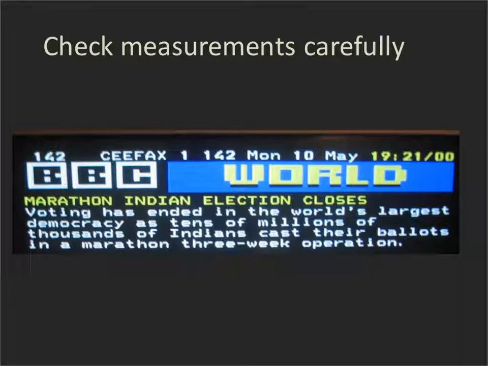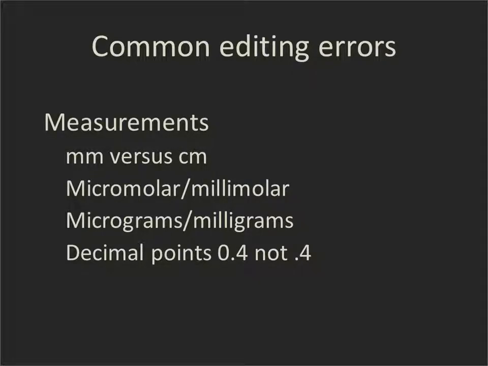Check your measurements very carefully. You don't want tens of millions of thousands like here. I talked before, be careful with the millimeters versus centimeters. I've been at many a tumor board where the clinicians are saying there's a 5 centimeter mass in the report and it ends up being a 5 millimeter mass. Micromolar and millimolar, micrograms and milligrams. Decimal points, you must not have a trailing decimal point like this.